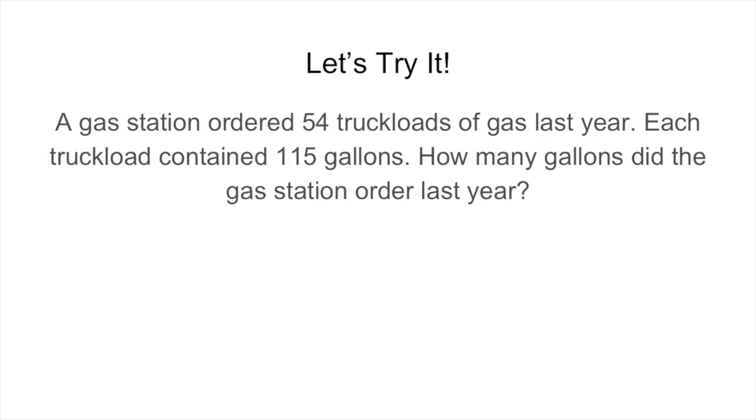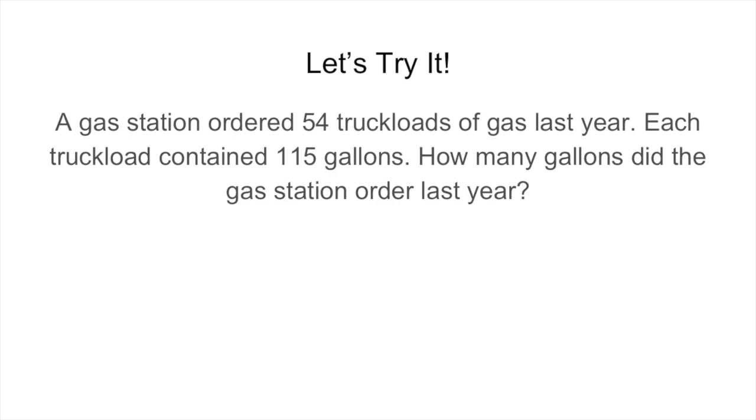All right, this is for my people who need more practice. This is the problem I am going to do. I'm going to model for you. I'm going to use standard algorithm only. All right, it says a gas station ordered 54 truckloads of gas last year. Each truckload contained 115 gallons. How many gallons did the gas station order last year?